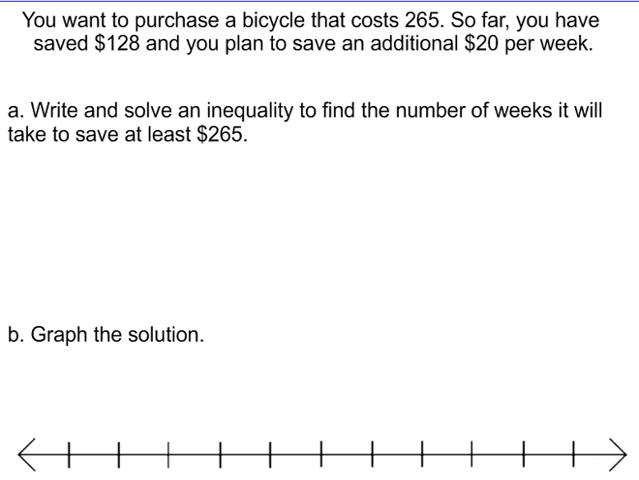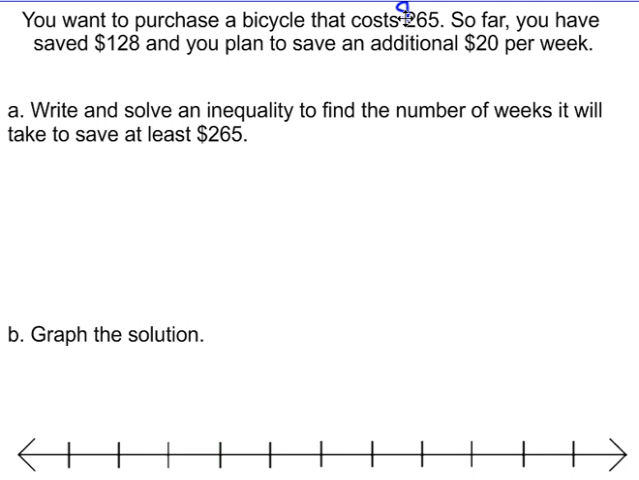Okay, so let's look at that with an actual word problem. You want to purchase a bicycle that costs $265. We'll put the $ sign in here. It says, so far you have saved $128 and you plan to save an additional $20 per week. First, we're going to write and solve an inequality to find the number of weeks it will take to save at least $265.